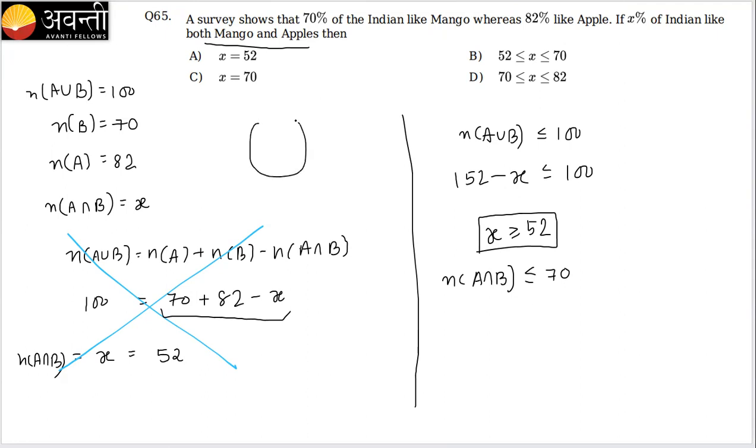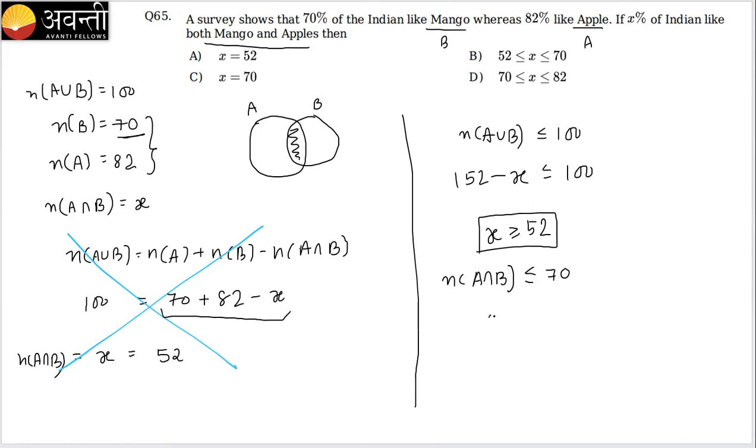Because see, this is N of A, this is N of B. If this is A and this is B, A represents apple and B represents mango. So the maximum value the intersection can take is basically the least of these two, which is 70. I hope you are getting it. So N of A intersection B will be less than or equal to 70.